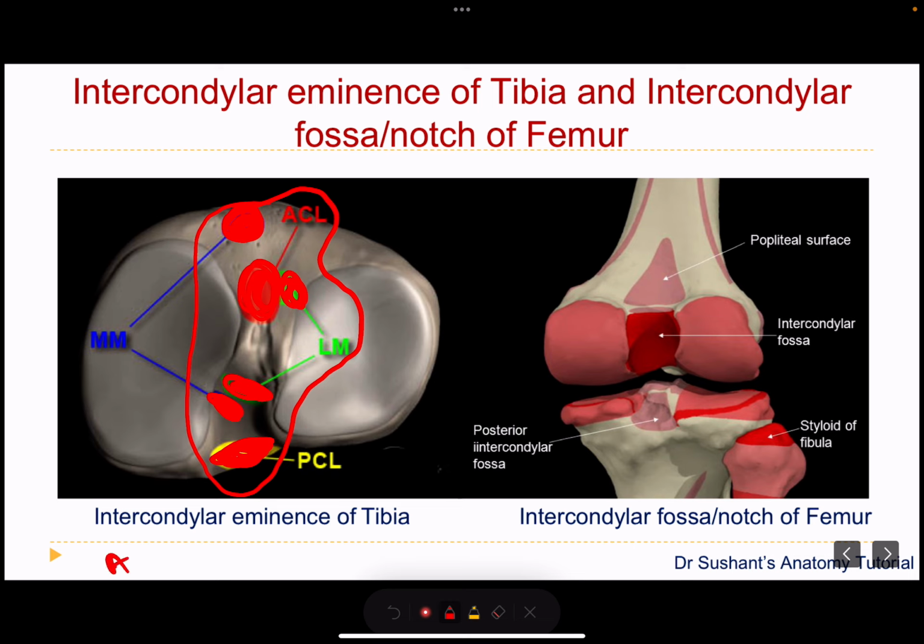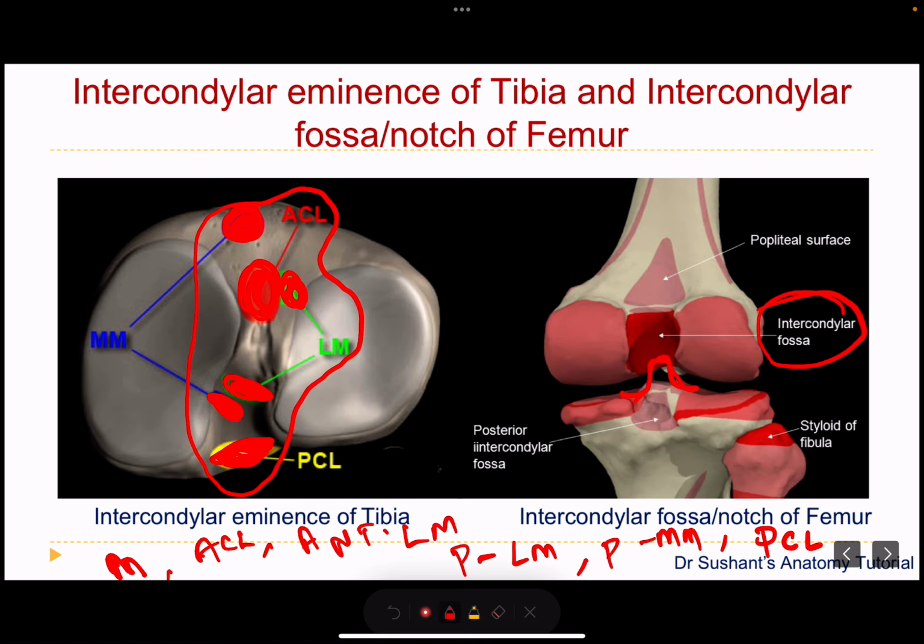From anterior to posterior, we have the anterior horn of medial meniscus. Then comes the anterior cruciate ligament. Then comes the anterior horn of the lateral meniscus. Then comes the posterior horn of lateral meniscus. Then comes posterior horn of medial meniscus. Then comes the posterior cruciate ligament. All right, so that's the intercondylar eminence. So this intercondylar eminence fits into the intercondylar fossa of the femur.